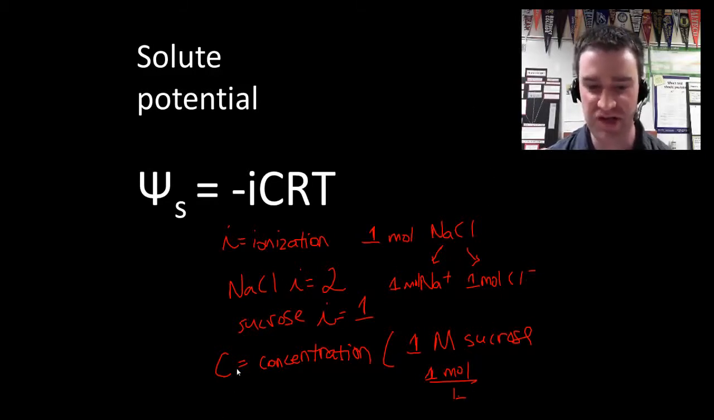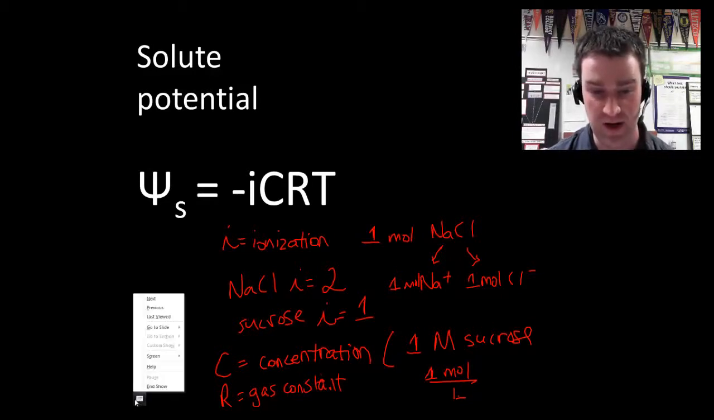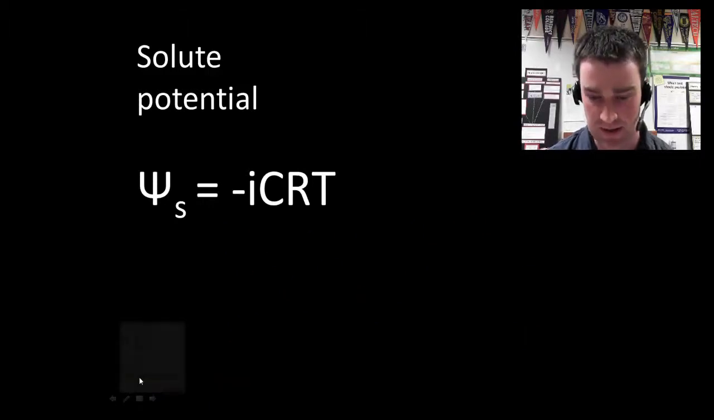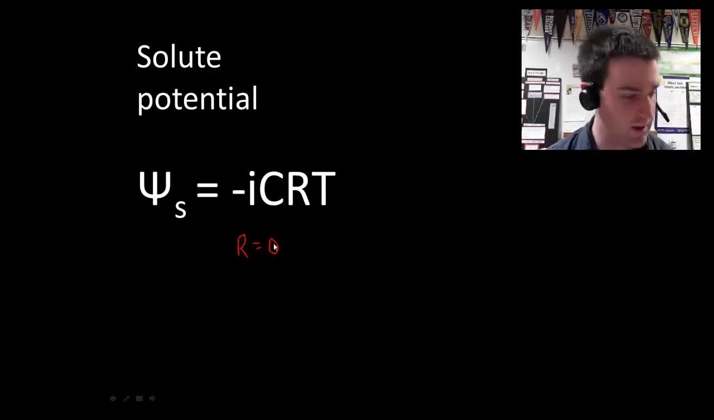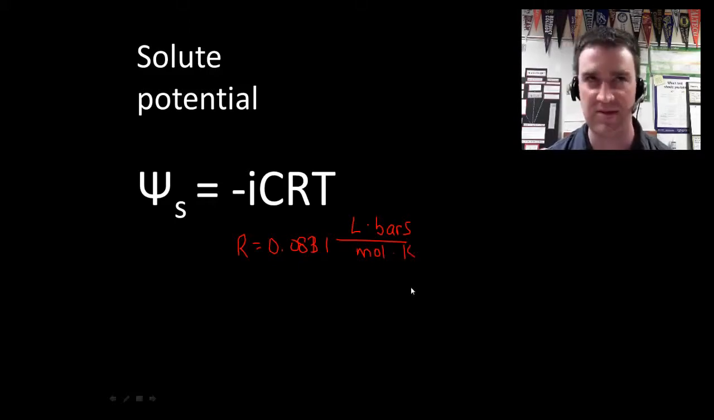R is just the gas constant that you might remember from chemistry class. R will be given to you on your equation sheet, so you will never need to memorize R. But R is simply 0.0831, and the units are a little strange, but they're liter bars over mole kelvins. So that's a very strange unit, but basically that's going to work so that every other unit cancels out. Liters from concentration, moles from concentration, and Kelvin from temperature.